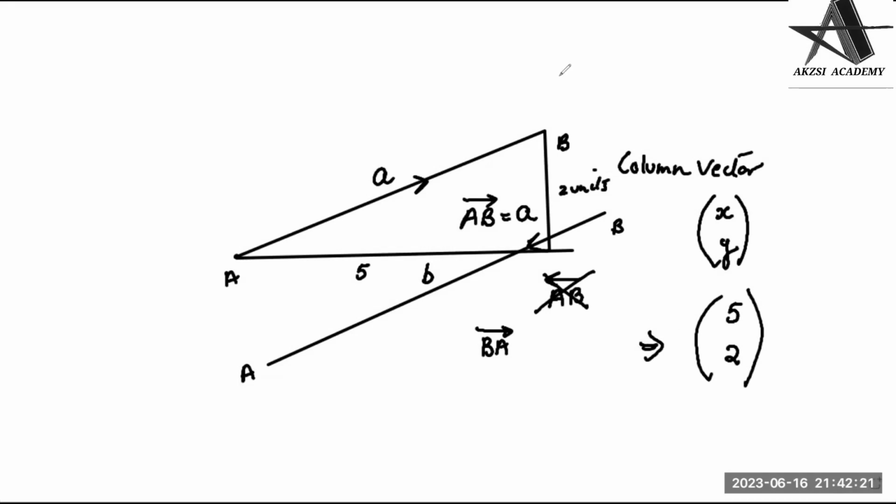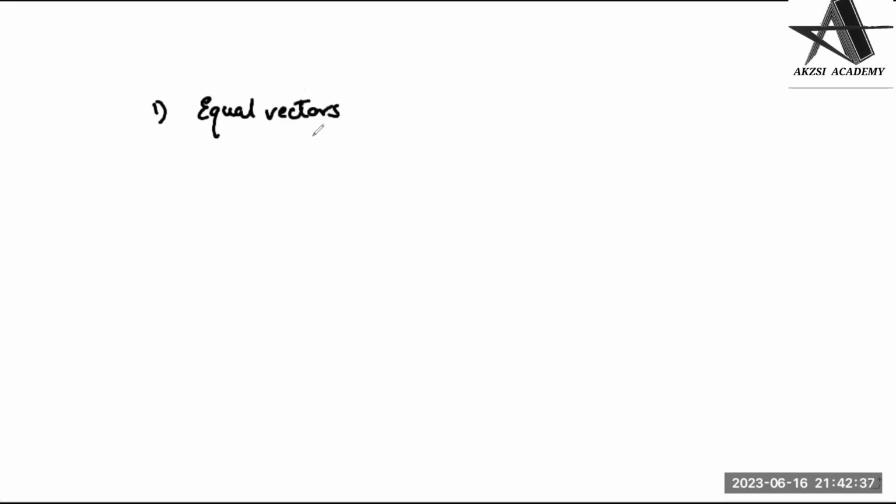Next, let me see the types of vectors basically. First is equal vectors. If there are two different vectors having the same magnitude and the same direction, then we can say that both are equal vectors. So to consider two different vectors as equal vectors, their magnitude and direction should be the same.